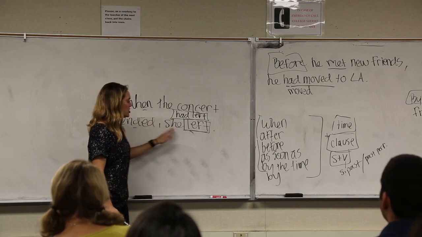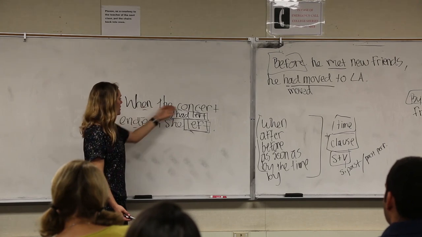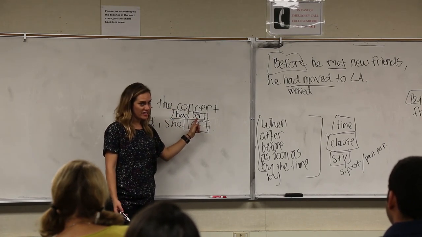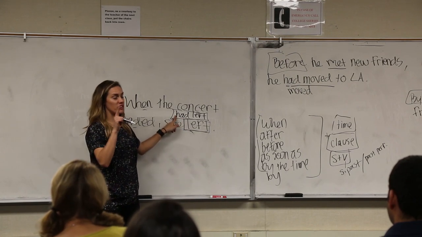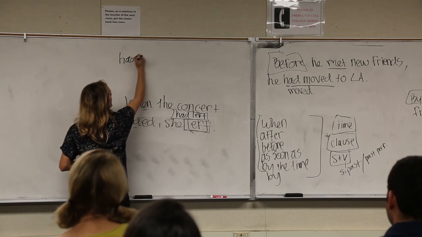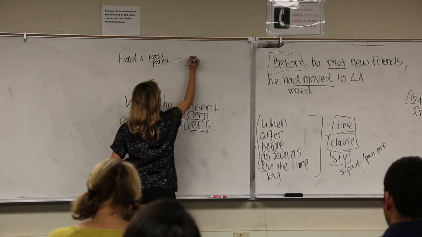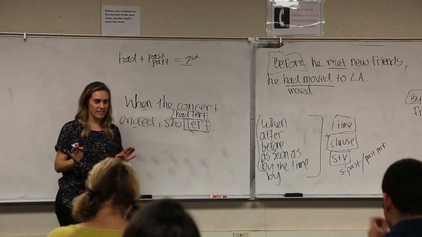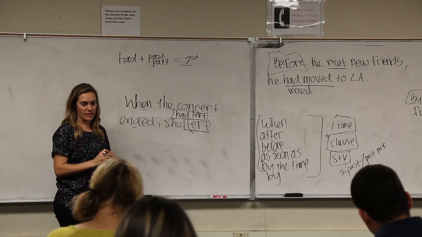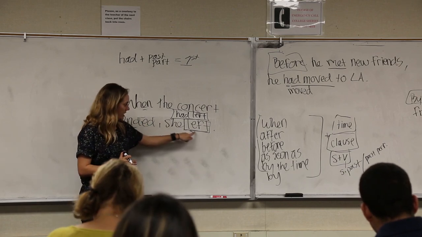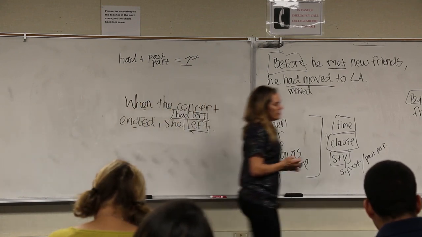When the concert ended, she left. First the concert ended, then she left. But if you say when the concert ended, she had left, had left is first. So remember, whenever you see had plus past participle, that's always the first thing. But she left, it's second. And then here, just left, it's second. Okay? All right.